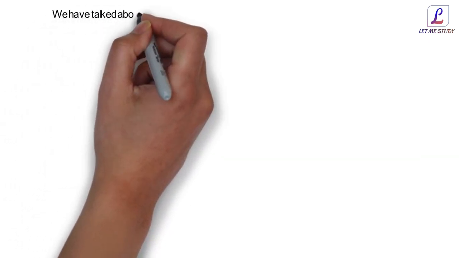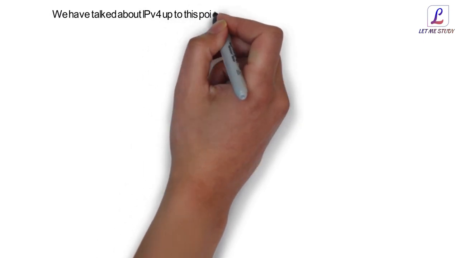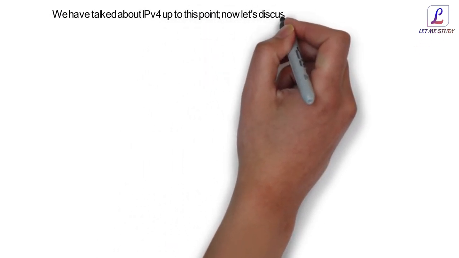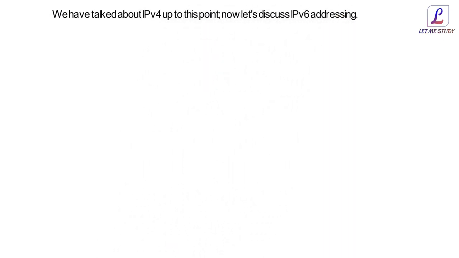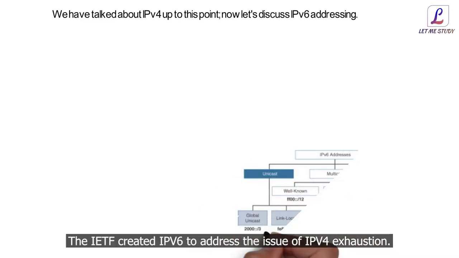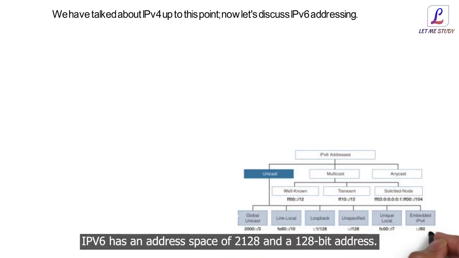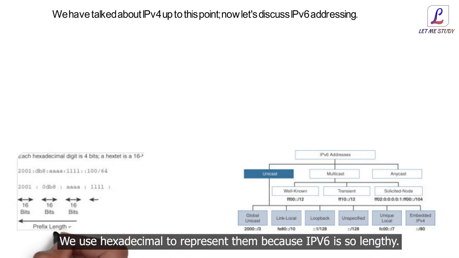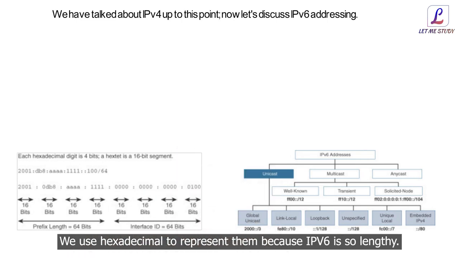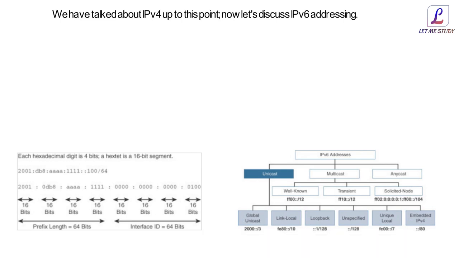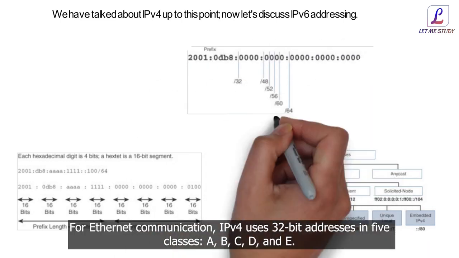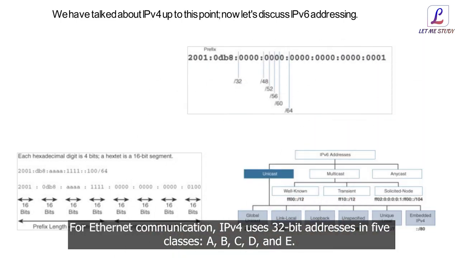We have talked about IPv4 up to this point. Now let's discuss IPv6 addressing. The IETF created IPv6 to address the issue of IPv4 exhaustion. IPv6 has an address space of 2^128, with 128-bit addresses. We use hexadecimal to represent them because IPv6 is so lengthy.